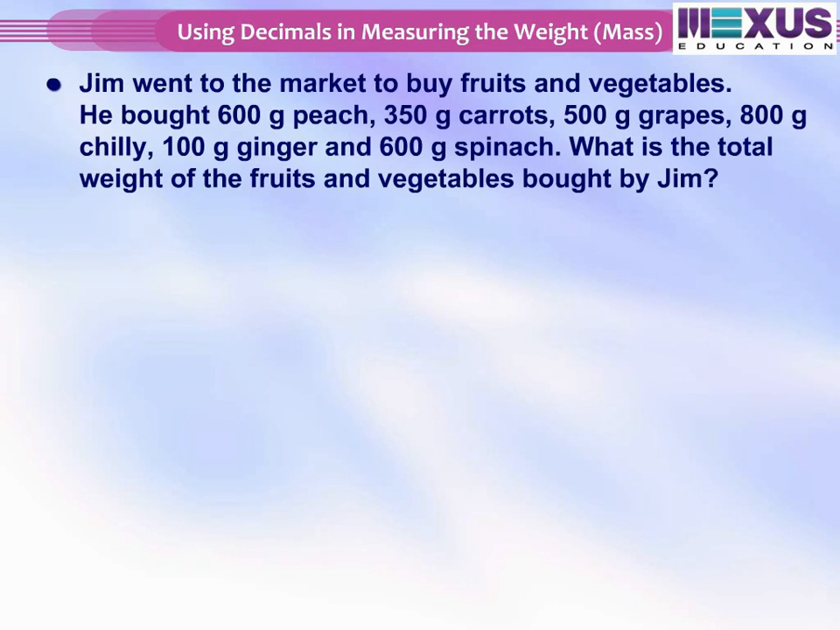Jim went to the market to buy fruits and vegetables. He bought 600 grams peach, 350 grams carrots, 500 grams grapes, 800 grams chili, 100 grams ginger, and 600 grams spinach. What is the total weight of the fruits and vegetables bought by Jim?